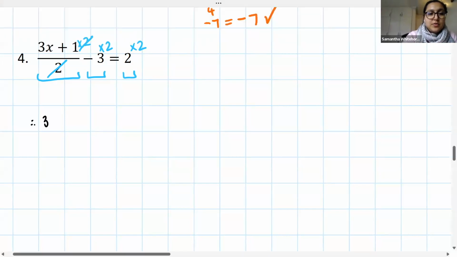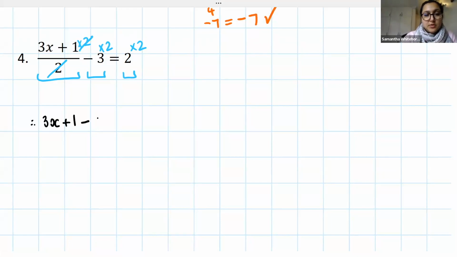So I'm just left with 3x plus 1, but negative 3 times 2 is negative 6, and 2 times 2 is 4. Now on the left-hand side, that positive 1 minus 6, I can simplify. So let's do that because it makes our lives a lot easier. So 1 minus 6 is negative 5 is equal to 4.